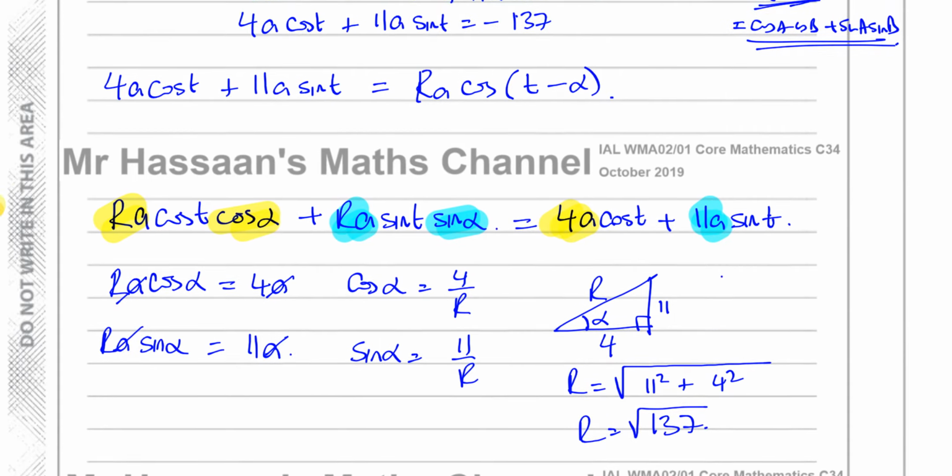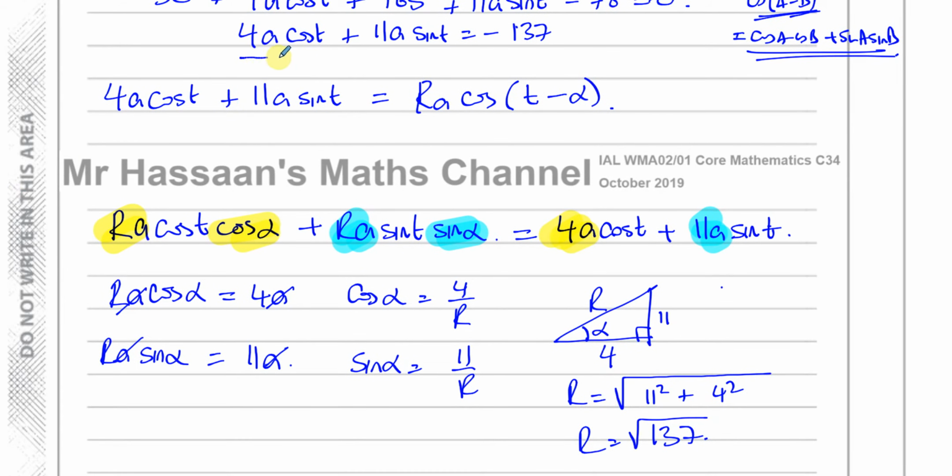So basically, instead of writing 4a cosine t plus 11a sine t equals minus 137, I can replace the left side with something in this form. I know r now is root 137. So I can say a times the square root of 137 times the cosine of (t minus alpha) is equal to minus 137.